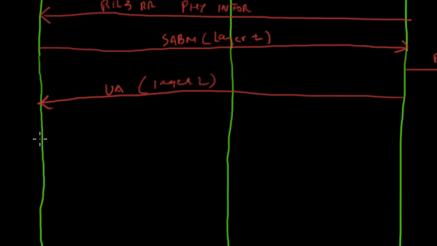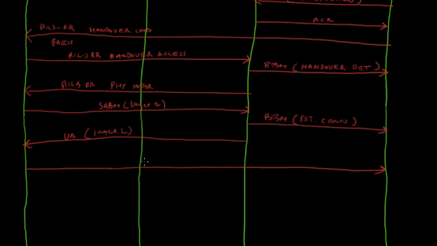Once this is done, the MS will send a RIL3 RR handover complete message to the BSC, letting the BSC know that the handover has been completed.